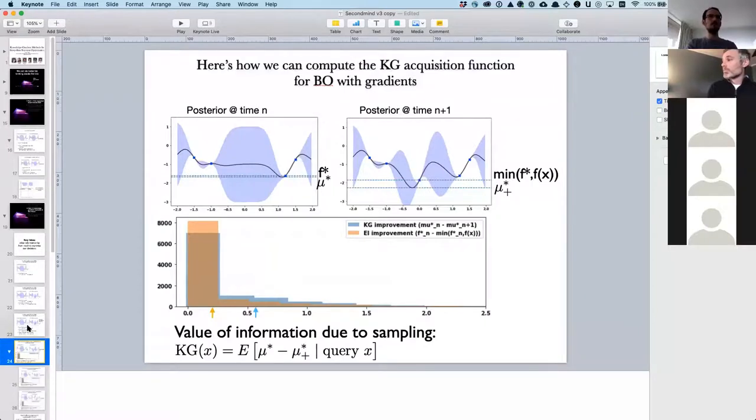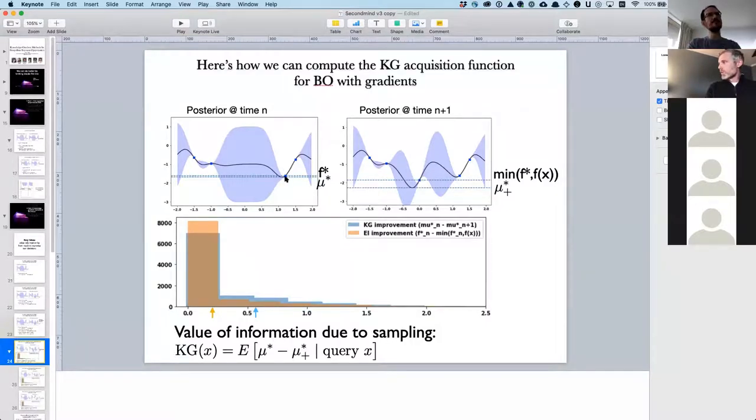And it can make a big difference valuing information using this new acquisition function instead of expected improvement. So what I want to do is think about evaluating at this point, and think about the difference between the improvement that's used by expected improvement and the improvement, or reduction in loss, that's used by knowledge gradient. I want to show you that in this setting where we're doing gradient evaluations, those two quantities can be really different from each other.